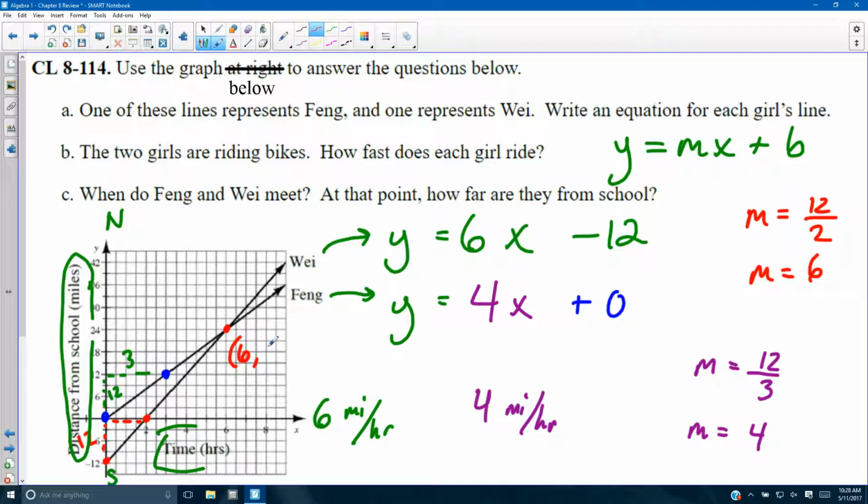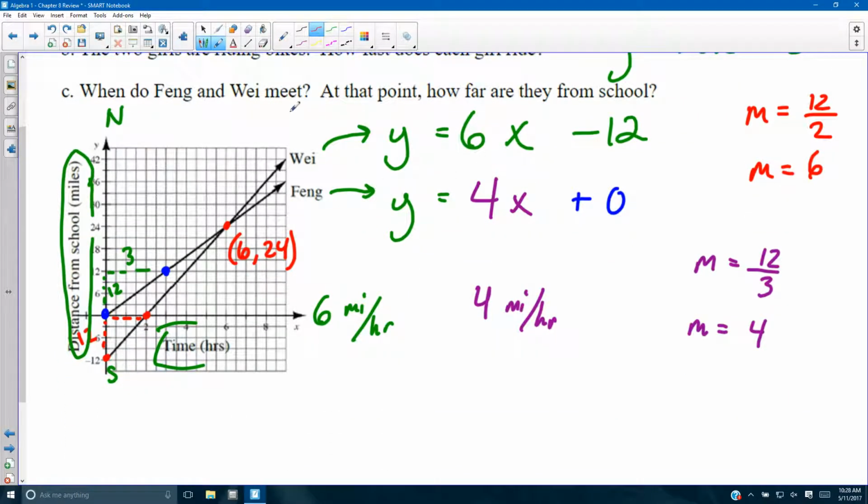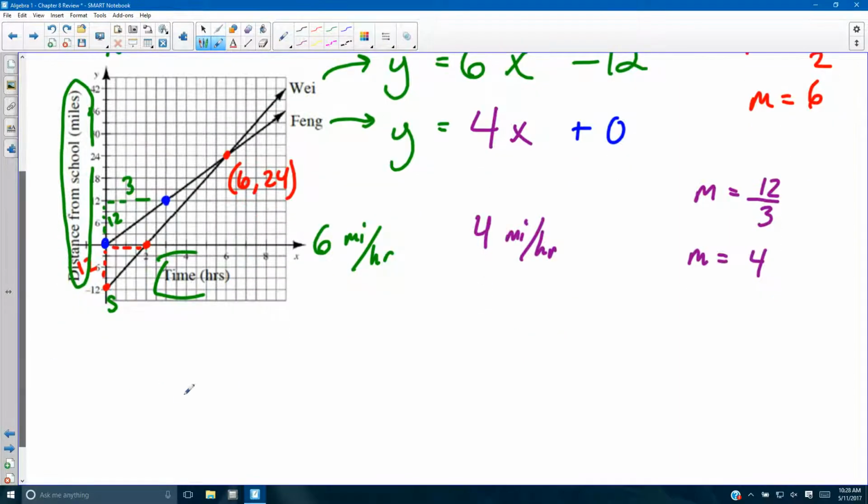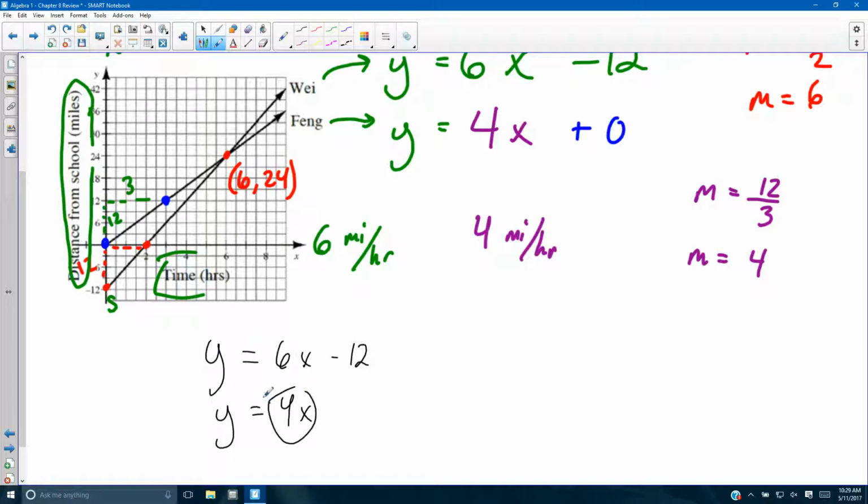There's another way of finding it without the graph, and that is by finding these x and y values when they're together. I'm going to rewrite these two equations here: y equals 6x minus 12, and y equals 4x. I have to find out when the two x's and y's are the same. You could make a table. You could also solve by substitution or elimination. If y equals this and y equals that, then 4x can take the place of this y, and I can make it say 4x equals 6x minus 12. Then this equals that. Boom, set them equal to each other.